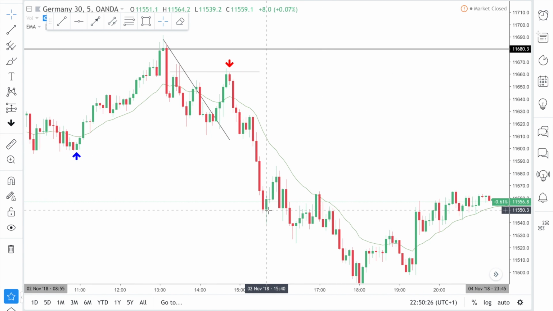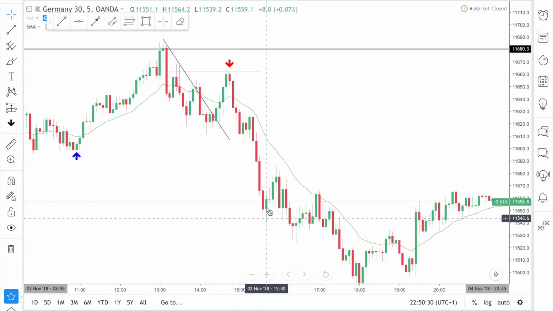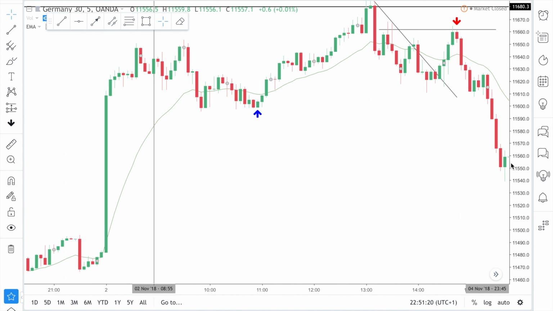Then we had a strong sell-off. Hard to find any good trades in here. And you have this. Let's just take a look at this right here. This bar, this bull bar right here, in a strong bear spike.